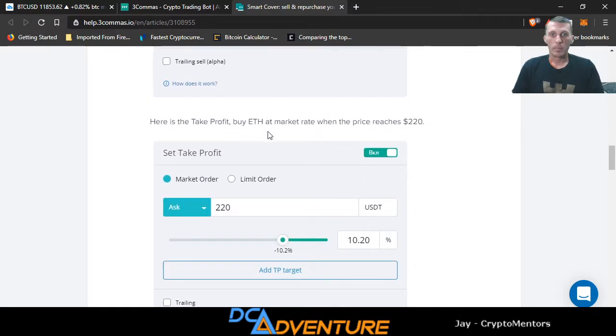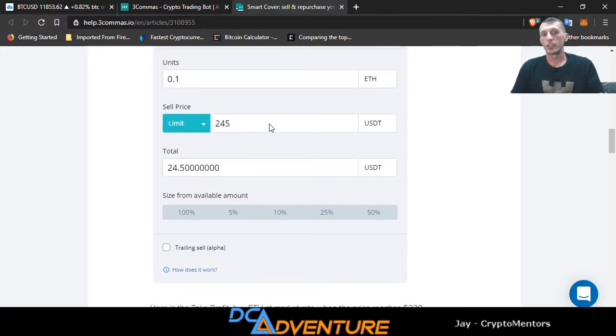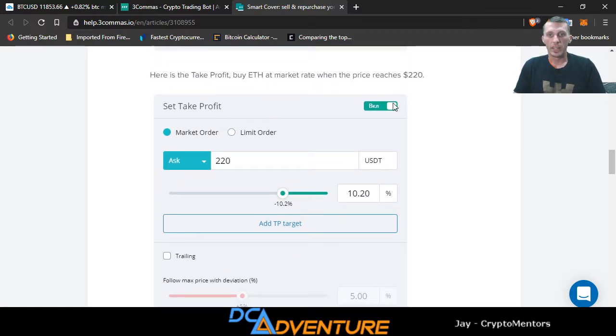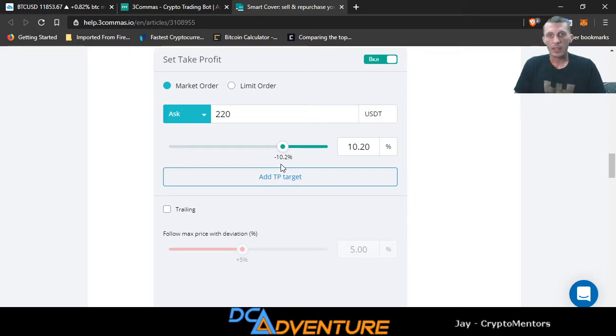Here's the take profit, buy. So he's selling his coins here, and then this is the rebuy. Here's the take profit, buy ETH at market rate when the price reaches 220. And you're gonna have this turned on, market order clicked. 220 is the asking price. That's 10.2% of his holding rate there.